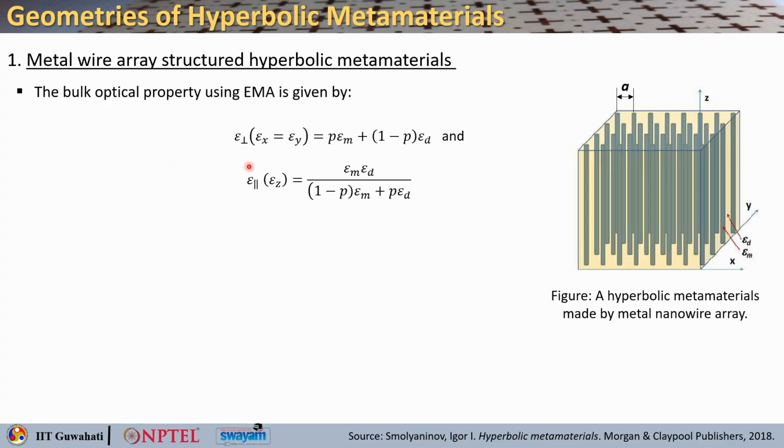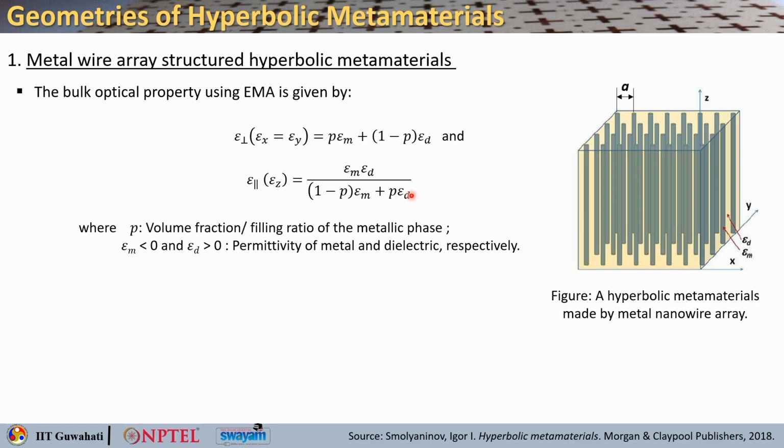You can use the formula like this. Epsilon perpendicular, which is epsilon x and epsilon y, will be p epsilon m plus (1 minus p) epsilon d. Here p is basically the volume fraction of the metal wire in this material, and epsilon parallel, which is epsilon z, will be simply epsilon m epsilon d divided by (1 minus p) epsilon m plus p epsilon d. This way you can very easily find the perpendicular and parallel permittivities.